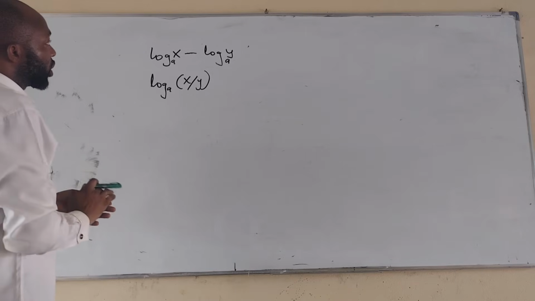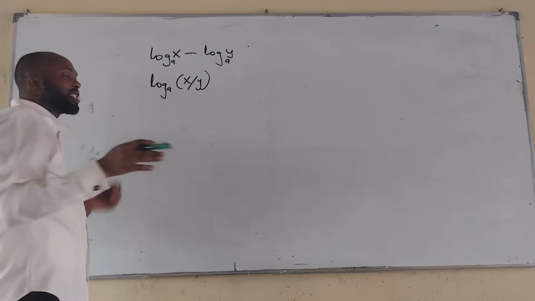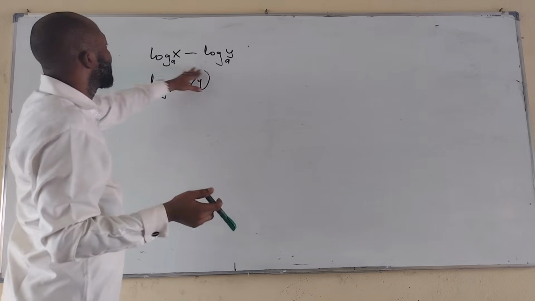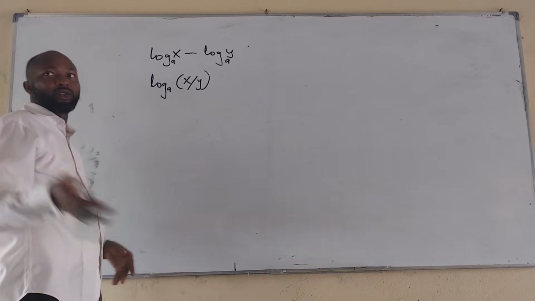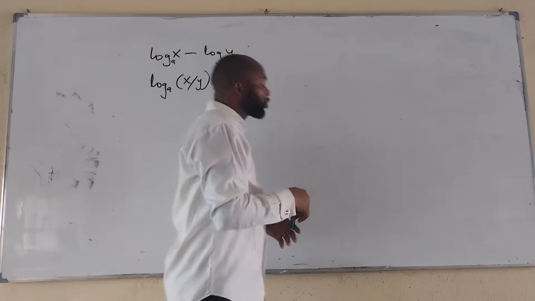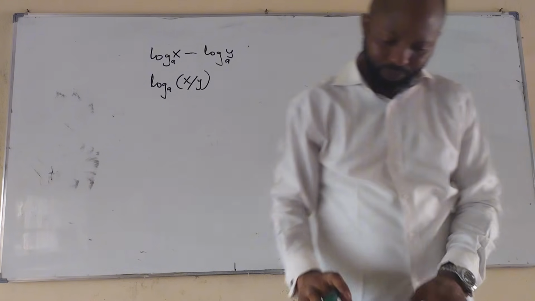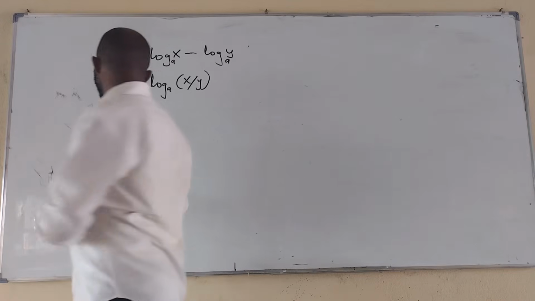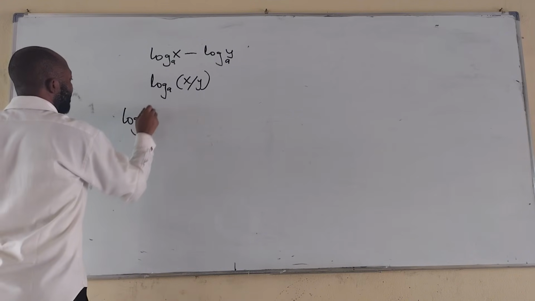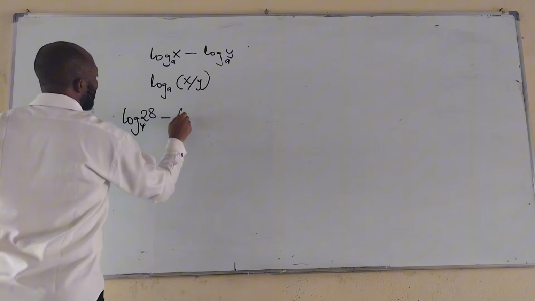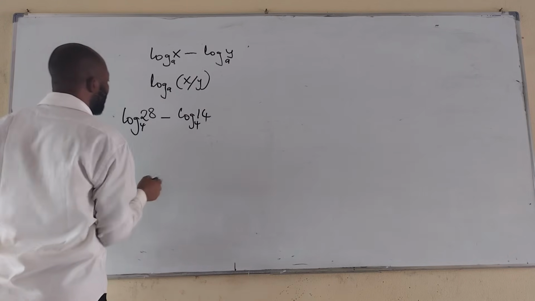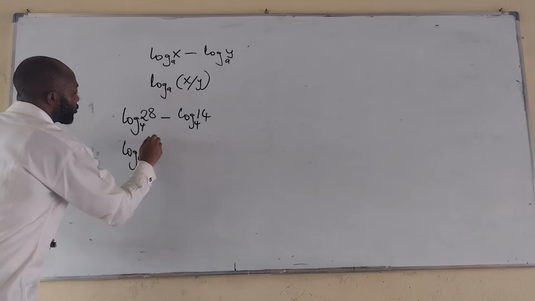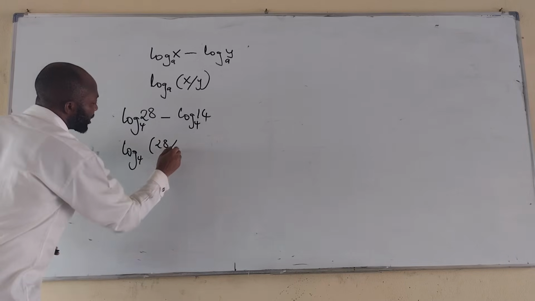Don't forget, in the division law of indices, when numbers with equal bases are divided, their powers are subtracted. Here, when they have the same bases, what do we do? We divide. So it's like the opposite. So if this is true, let's take a practical example. We have 28 and 14 in base 4. The log of 28 in base 4 minus the log of 14 in base 4. So now the law says that we should take the log in base 4 of 28 divided by 14.